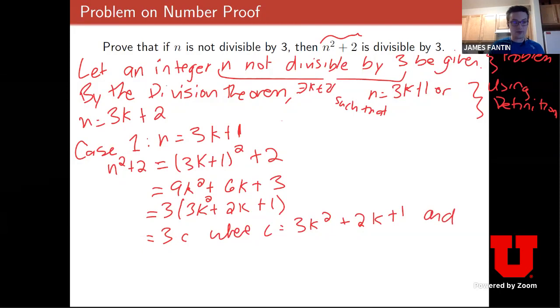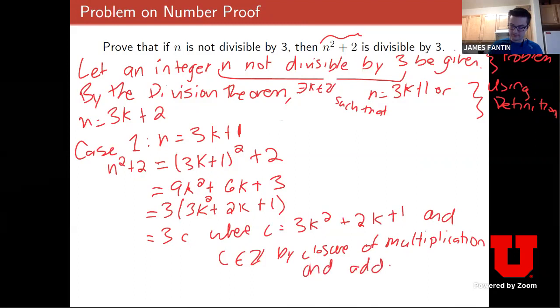And then remember, we have to prove that c is an integer, right? And c is an integer by the closure properties. By closure of multiplication and addition.